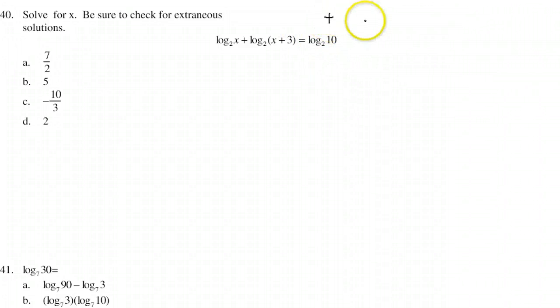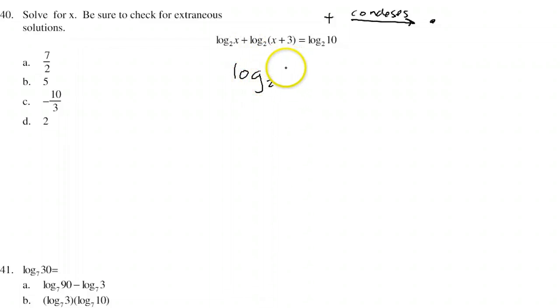And if you remember, addition again condenses to multiplication. So I'm going to write log once because we're condensing it to a single log. And what are we condensing it with? It's x times x plus 3. And what we have here is log base 2 of 10. I guess I should have this here.